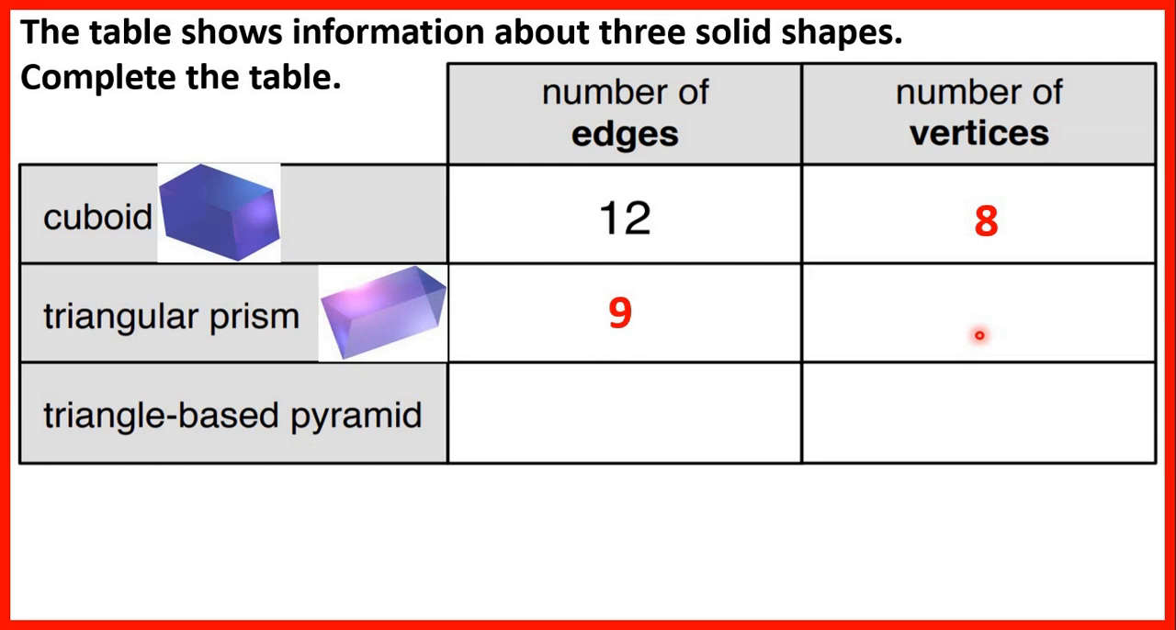So that's 9 edges altogether. And now for the number of vertices, we have 1, 2, 3 at the front, 1, 2, 3 at the back, so that's 6 vertices altogether.